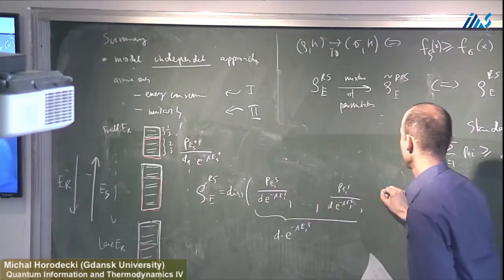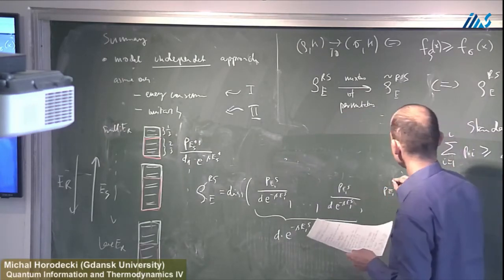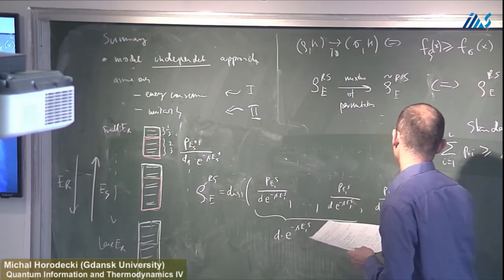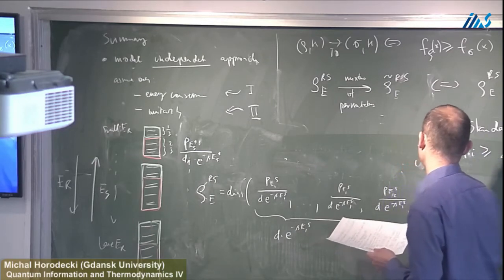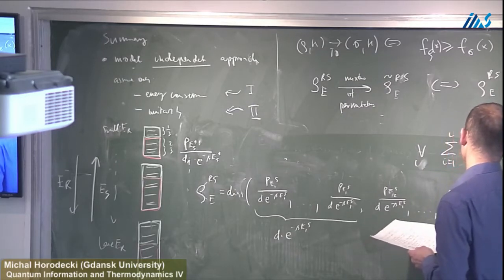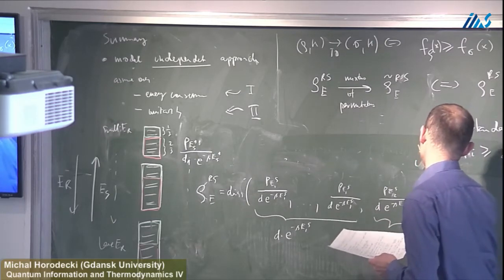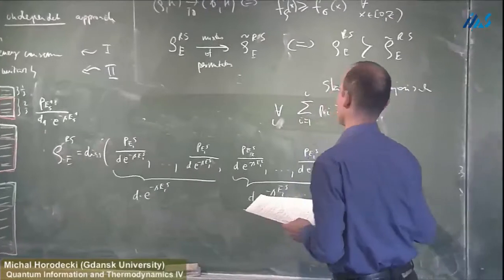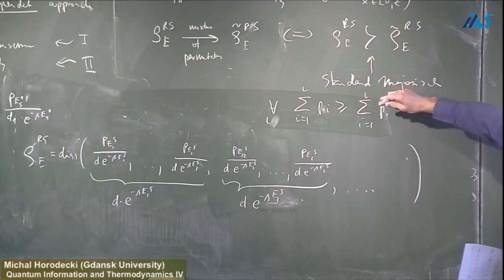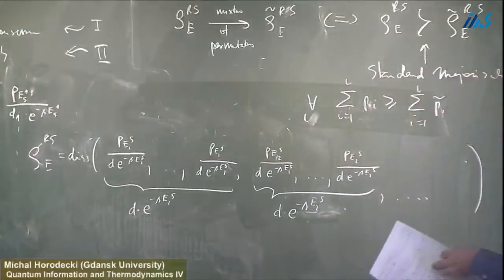Then from the second block, which is E2 now, right? They differ just by the label of the system energy. So it's here D times E2 minus beta E2S, and so on. So we have these blocks. Then what we should do, in order to apply majorization, we need to order them. Here we need to order these probabilities in a standard way.